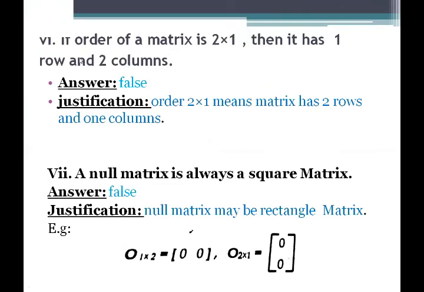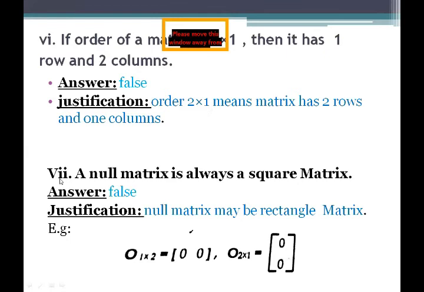Now, number 6: if the order of a matrix is 2 by 1, then it has one row and two columns. The answer is false, because order 2 by 1 means 2 rows and 1 column. It's a false statement because 2 by 1 means that the matrix has 2 rows, 1 column. While writing the order, first we write the number of rows, then we write the number of columns.